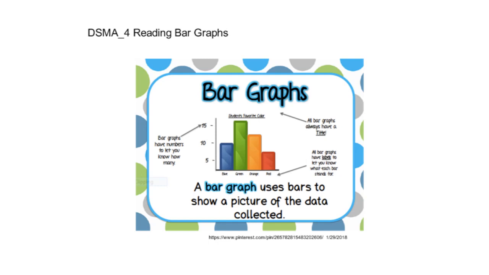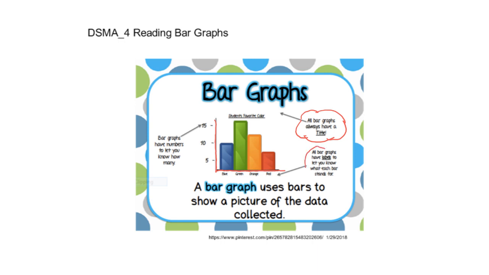DSMA-4, reading bar graphs. Let's take a look at this image that we have on this first slide, and it gives you a little insight as to what you're looking for on a bar graph. One of the things we want to know is that we have a title. So you want to make sure that your bar graph has a title. And then we have two axes here. We have this horizontal axis here, and then we have what's called a vertical axis there.